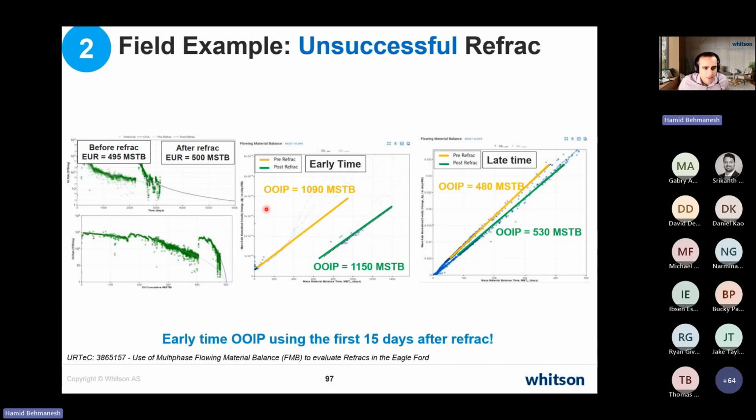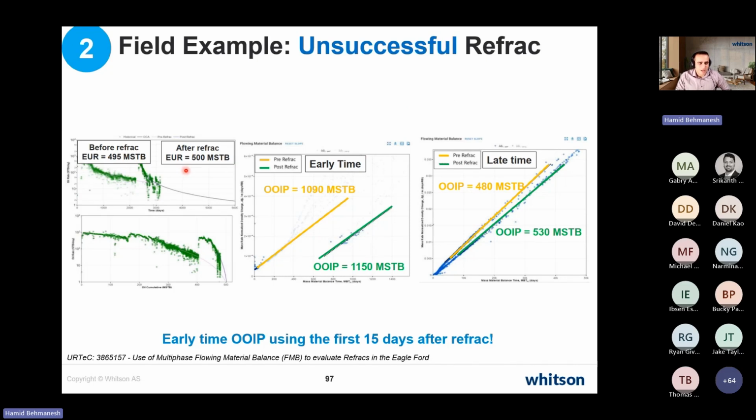For instance, in this case, the original OIP is close to 1090, and the OIP after refract is only minimally changed. So we are paying big bucks to do the refract, and we get only this much accelerated reserve. More details are presented here. But at least one of the key messages is that relying on only 15 days after the refract gives us some idea about whether we have been successful. So we don't need to wait for years to classify it as successful versus unsuccessful.